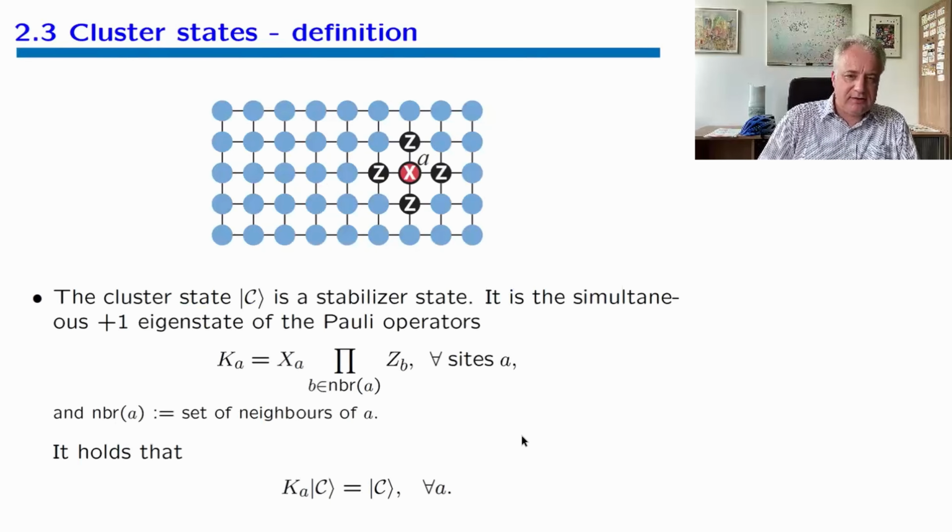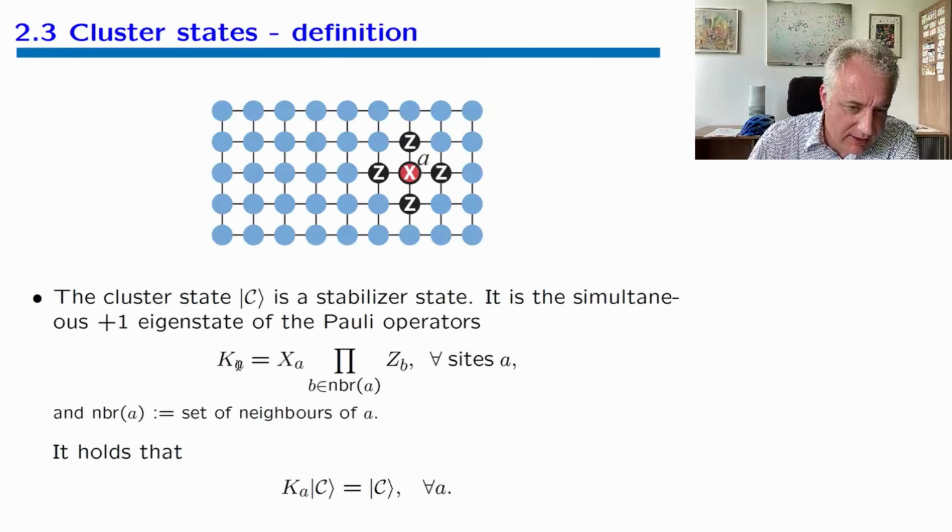So now we come to the proper definition of a cluster state. And as I already said, the cluster state is a stabilizer state. Yeah, on a 2D grid or 3D grid or whatever kind of grid, one-dimensional grid. Okay, we've illustrated here the two-dimensional case. So it's a stabilizer state, so there's a bunch of stabilizer generators, and here is what they are.